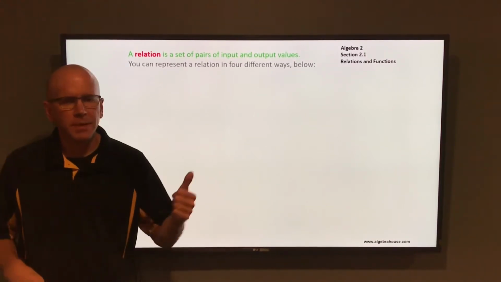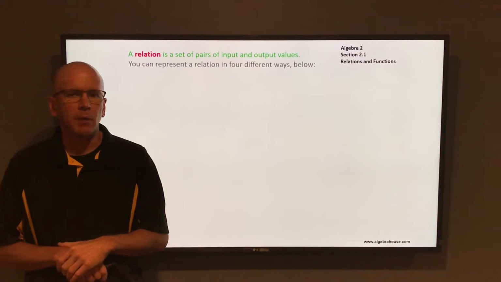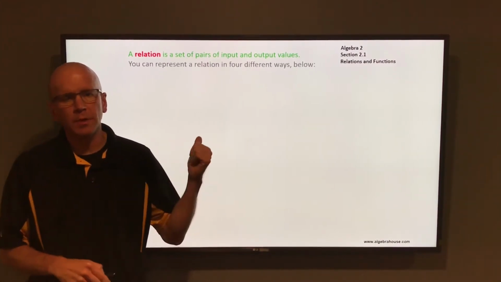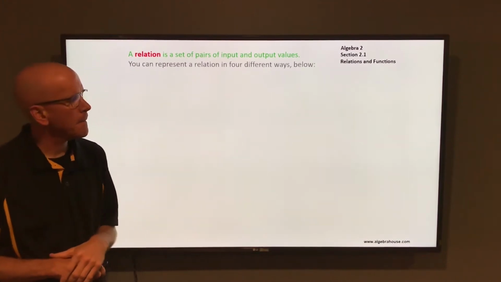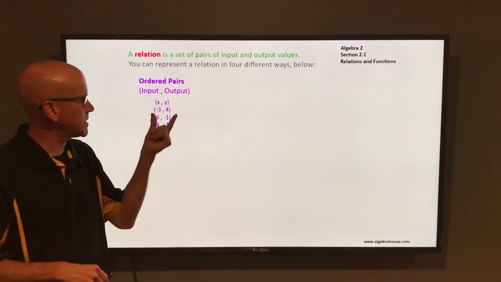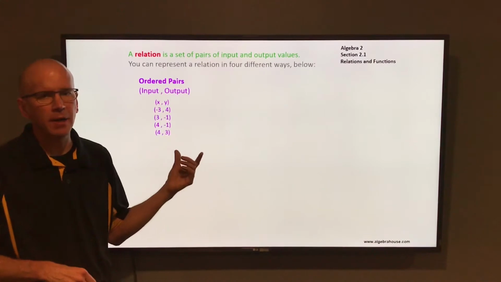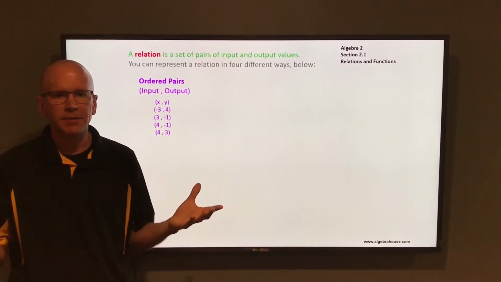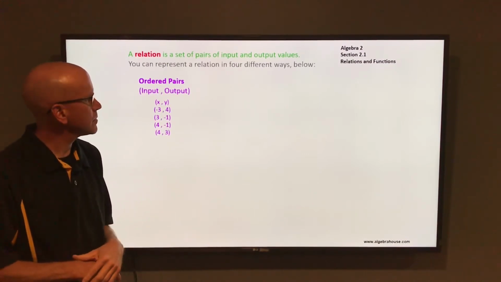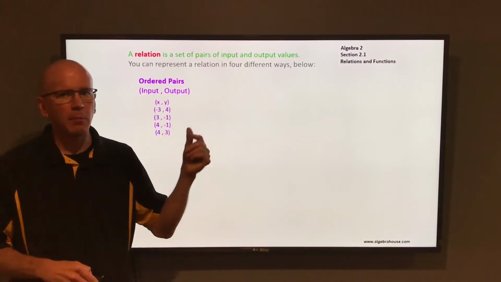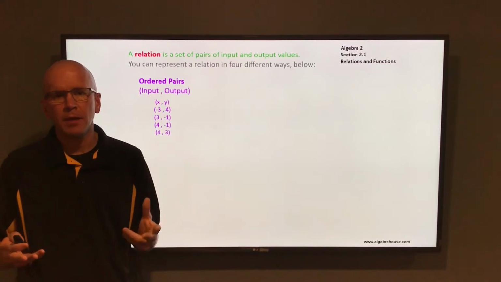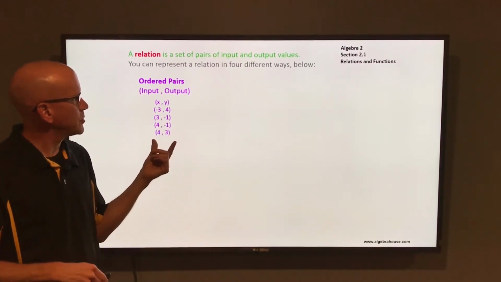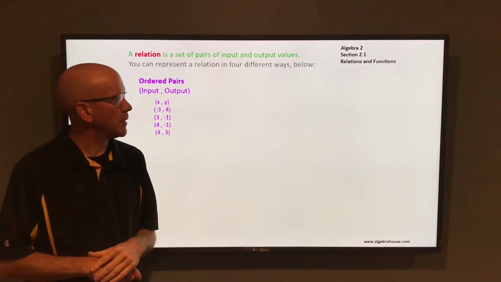A relation is a set of pairs of input and output values. You can represent a relation in four ways. First way is by listing the ordered pairs, the XY values. So a relation is simply what you're used to in Algebra 1 as the set of XY values, also known as the input and output. The X values are the input, the Y values are the output. So that is one way to show a relation, by listing the ordered pairs.